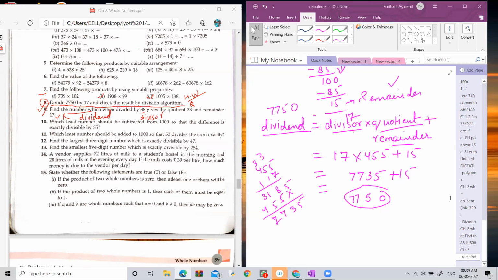So use this formula: dividend equals divisor into quotient plus remainder, and put in the given values. In place of divisor, you have to write 38. In place of quotient, you have to write 23. In place of remainder, you have to write 17. Okay? And then calculate it. After doing the simplification, you will get the dividend. So children, do it yourself. It's a very easy question. You just have to put the given values in the formula and simplify it. So I hope you can all do it. So please do it as homework.